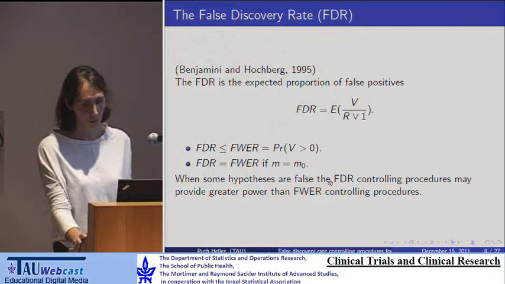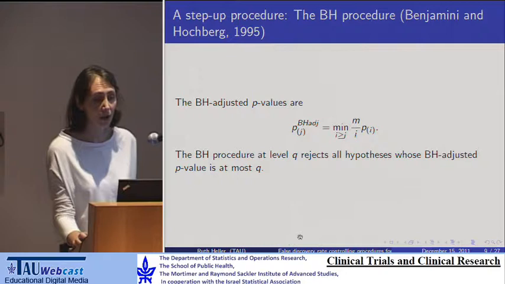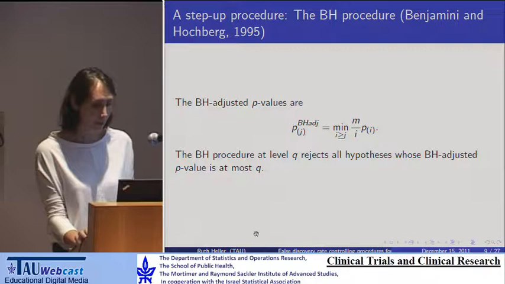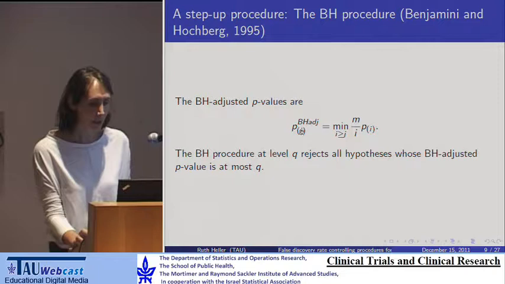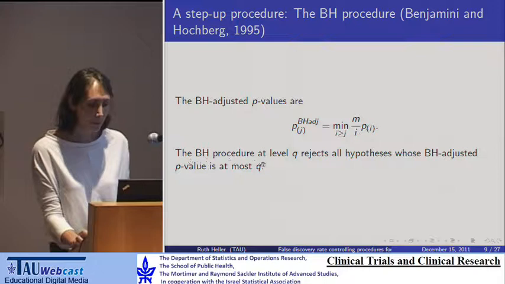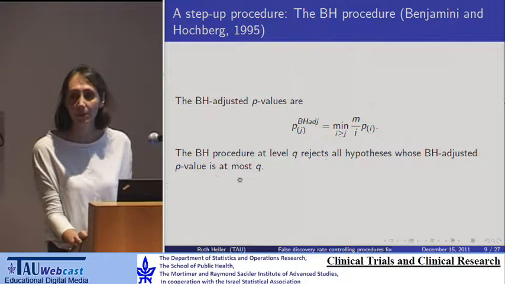And the original procedure that was introduced in that paper, I will call it from now on the BH procedure, is still very popular, and it's as follows. If we look at it in terms of adjusted p-value, what it says is that we look at the jth largest adjusted p-value by the BH procedure. It's basically the minimum over all i greater or equal to j of m over i times the ith largest p-value. So the BH procedure at level q rejects all the hypotheses whose BH adjusted p-value is at most q. So this is basically the BH procedure.